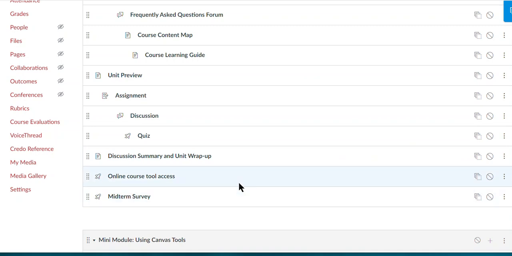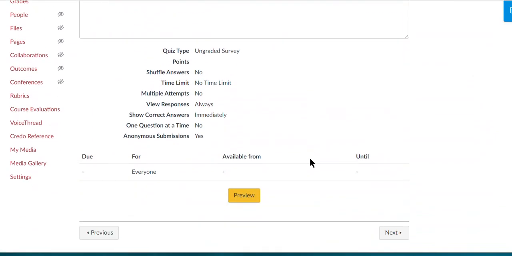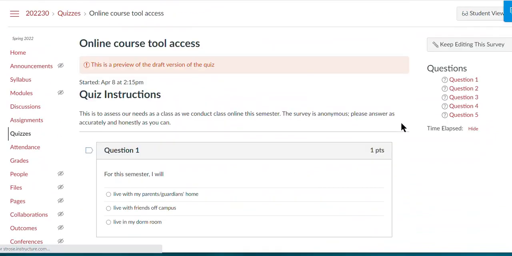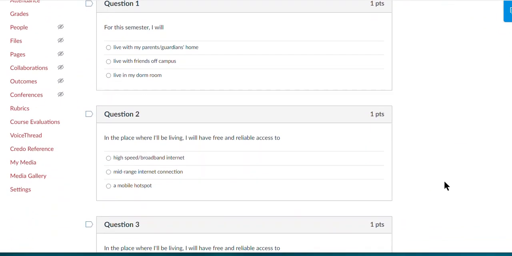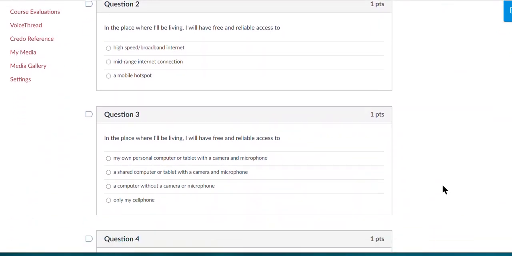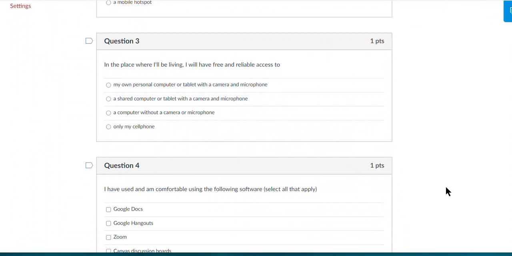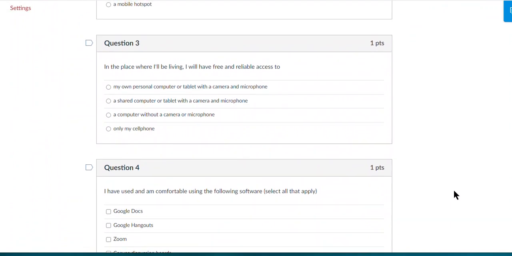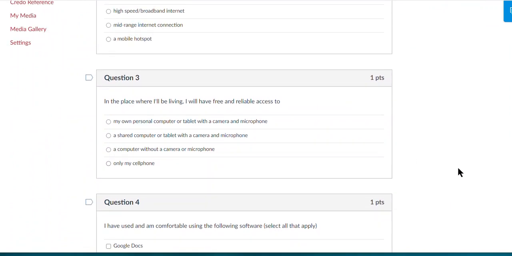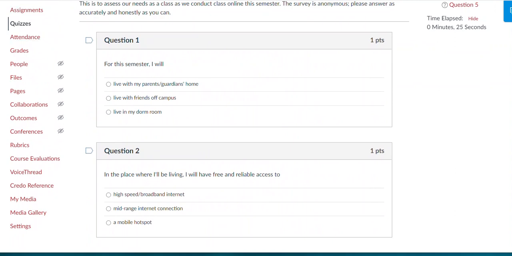The instructor also needs to have, at the very beginning of the course, an online course tools access quiz. This quiz is designed to clue the instructor in as to what resources the students have. How fast is their internet speed? What familiarities they have with certain applications like Google Docs and Zoom. What kind of computers they're using. Are they using microphones and cameras? Do they have just cell phones? This information is very helpful to the instructor at the beginning of the course.